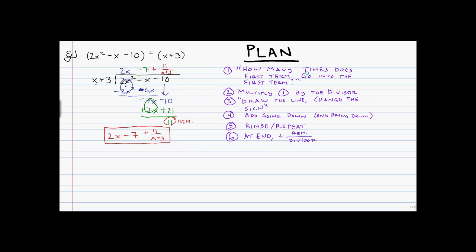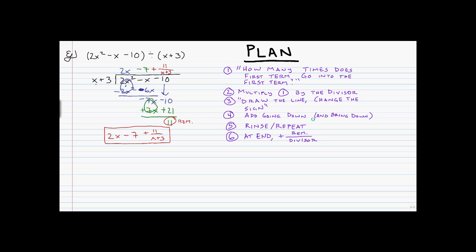We figure out how many times the first term goes into the first term to get that first little piece of our quotient. Then we multiply it times the entire divisor, just like we did here. Remember, we even did the little arrows that time, although you don't really have to, and I'm not going to in the future. After that, we did draw the line, change the sign, in order to make it a subtraction problem and make it easier for us.